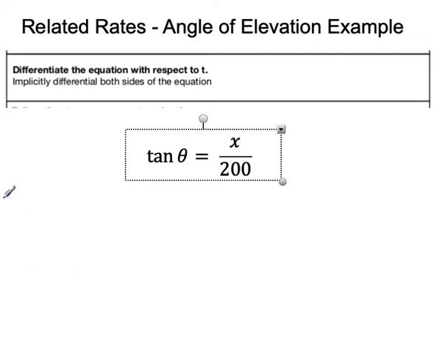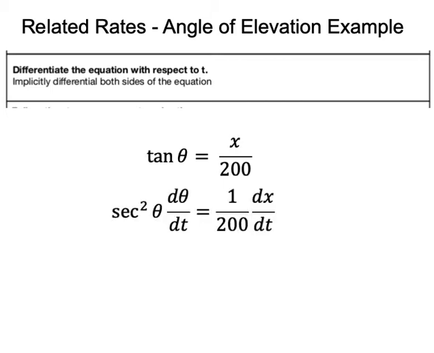Okay, so we have the equation, and we want to take the derivative of both sides using implicit differentiation. And remember, when you take implicit differentiation, you need to be careful with the variables that you differentiate with. So the derivative of tangent is secant squared. If I take the derivative of x, I just get dx over dt. Over here, remember, when you take the derivative of tangent, you get secant squared times d theta dt for implicit differentiation. And then the 1 over 200 comes out, the derivative of x is 1, but I've got dx dt. I just want to make sure everyone knows the derivative of tangent is secant squared. That's how I went from this step to here.